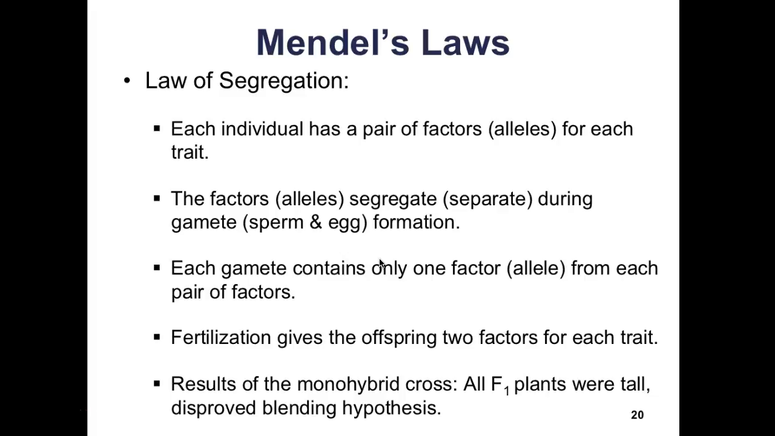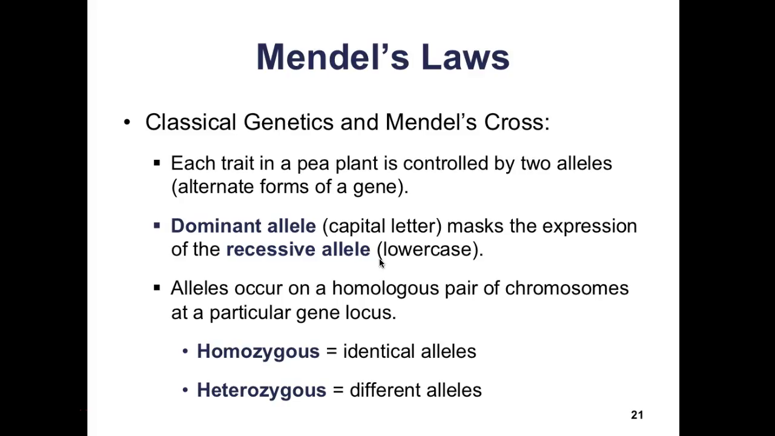The results of the monohybrid cross, all F1 plants were tall, disproved that blending hypothesis, but we did see shortness come up in that F2 generation. So Mendel's law is what we consider classical genetics. Each trait in a pea plant is controlled by two alleles, which are themselves alternate forms of a gene. And we do have the dominant allele represented by the capital letter, which masks the expression of a recessive allele, which will be a lowercase letter. Principle of dominance there.